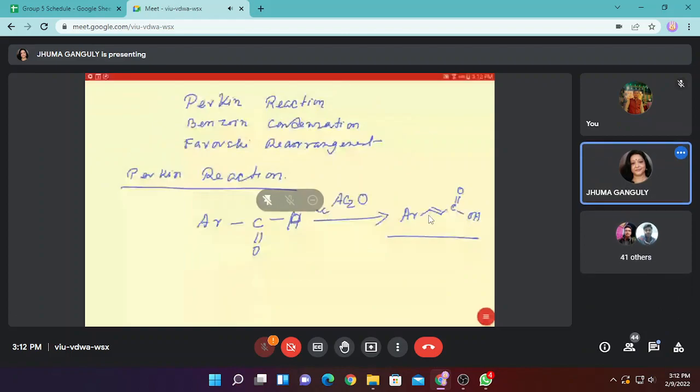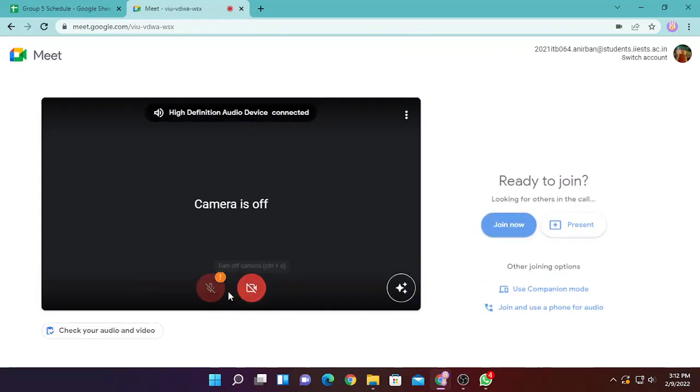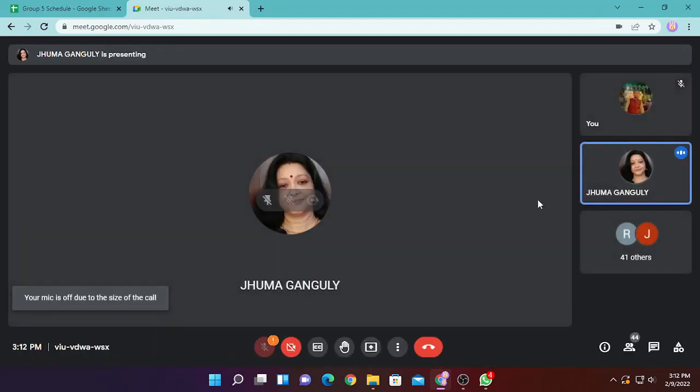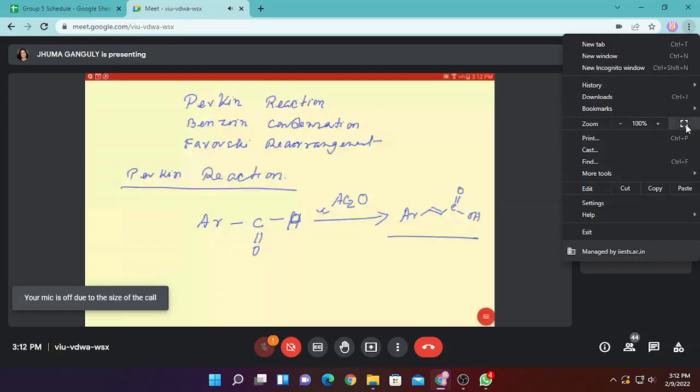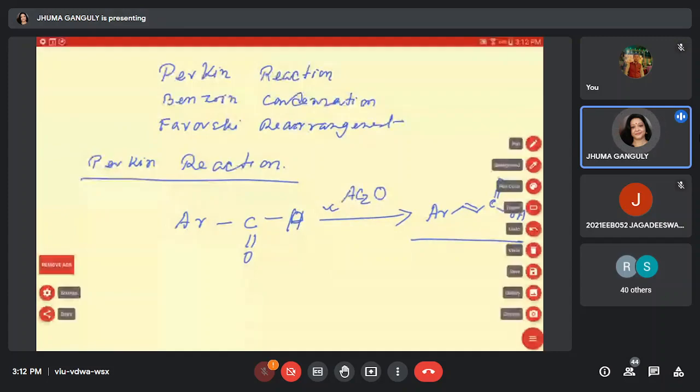So this one is a little bit complicated mechanism. I'm not going through the total mechanism. You will go and read. Next one, the benzoin condensation. What is benzoin condensation? What is the reagent?